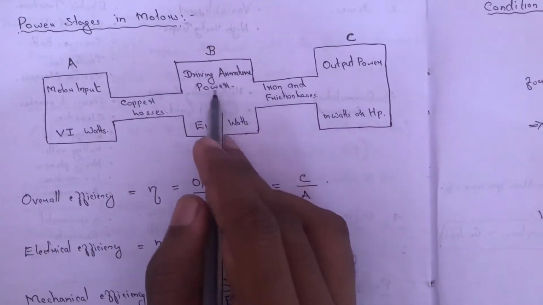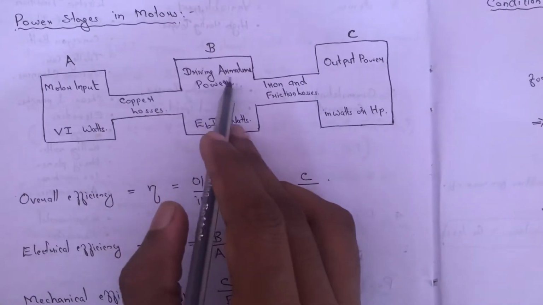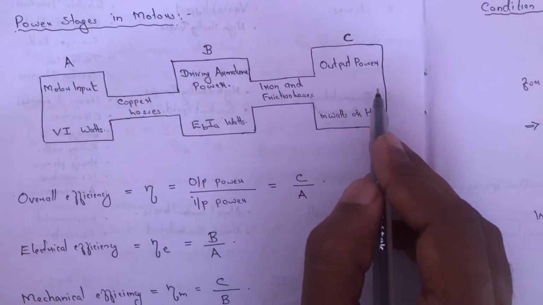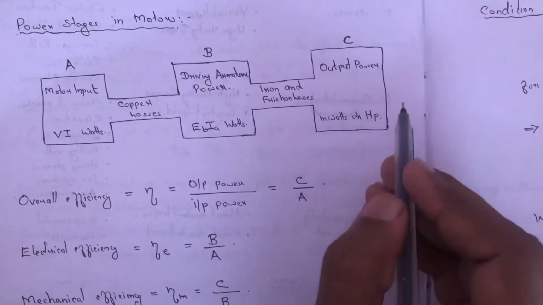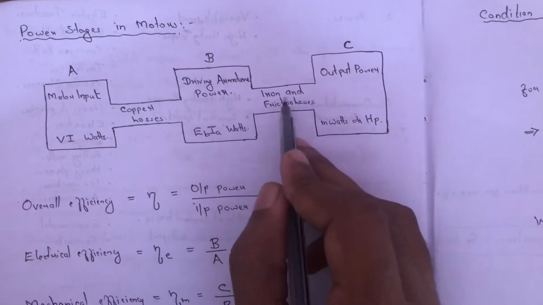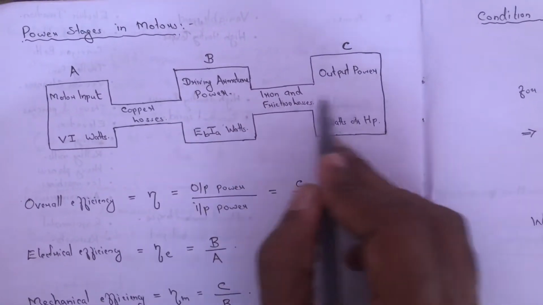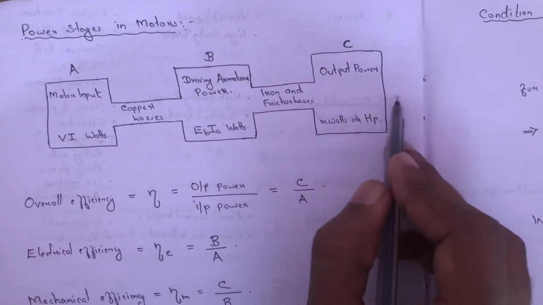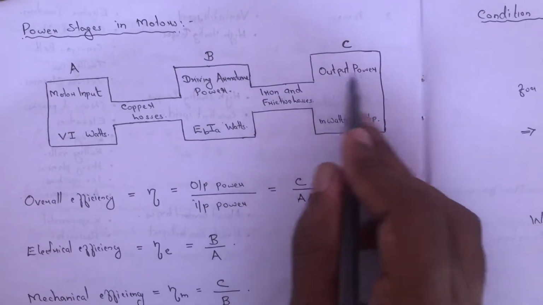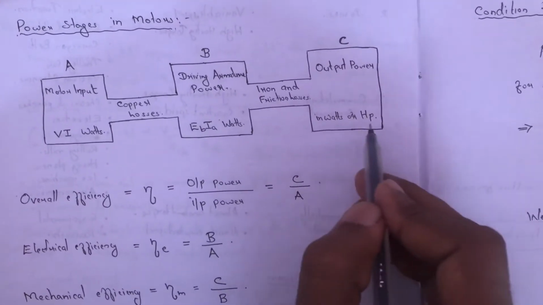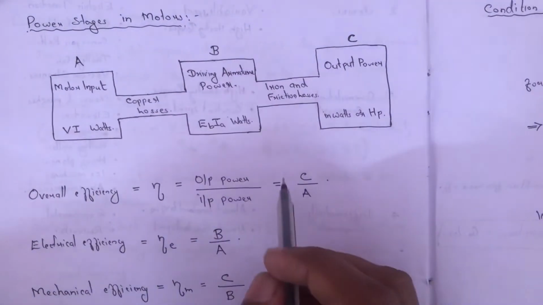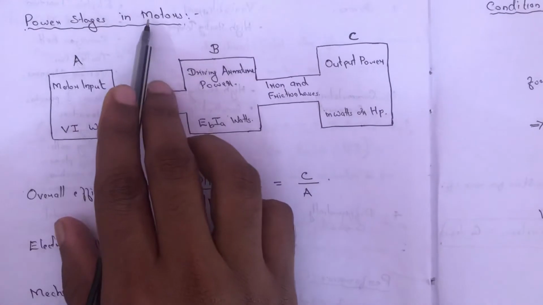So the middle stage is the armature power. Then we are getting the output of this motor in the shaft, right? Before reaching the shaft there will be some iron and frictional losses, and after these losses only we get the shaft power, that is the output power, the mechanical power, in watts or in horsepower. So these are the three stages in a motor.